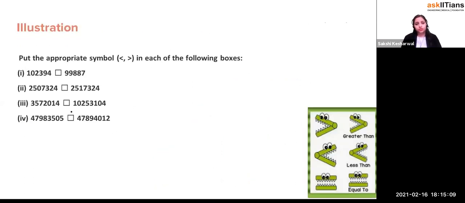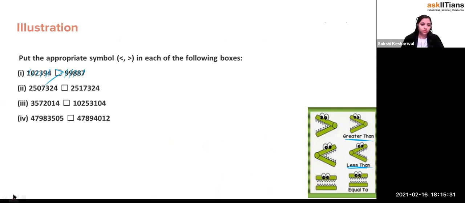So let's do a question over here. It says we'll put the appropriate symbol in each of the following boxes, right? So this one is greater, this one is lesser, and this one is equal to. First, we'll just count the number of digits. So it's 1, 2, 3, 4, 5, 6, and this is 1, 2, 3, 4, 5. So 100% this is greater. This is having 6 digits, so this one is greater.